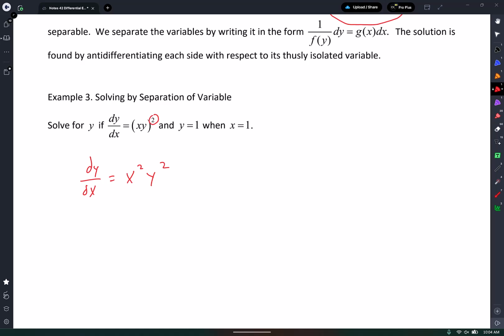So now what am I going to do? I'm going to get the y's together. I'm going to get the x's together. So see that y squared? I'm going to divide by y squared. And when I divide by y squared, it's going to go down here. And then I guess I should have done it in the blue color.